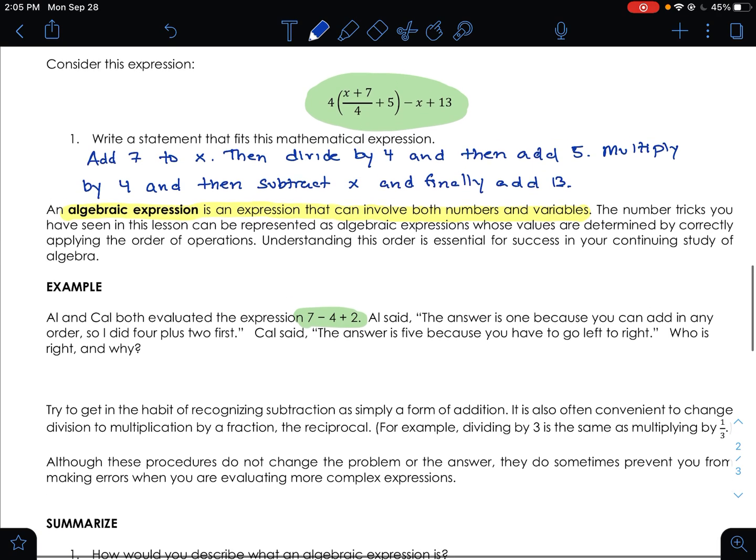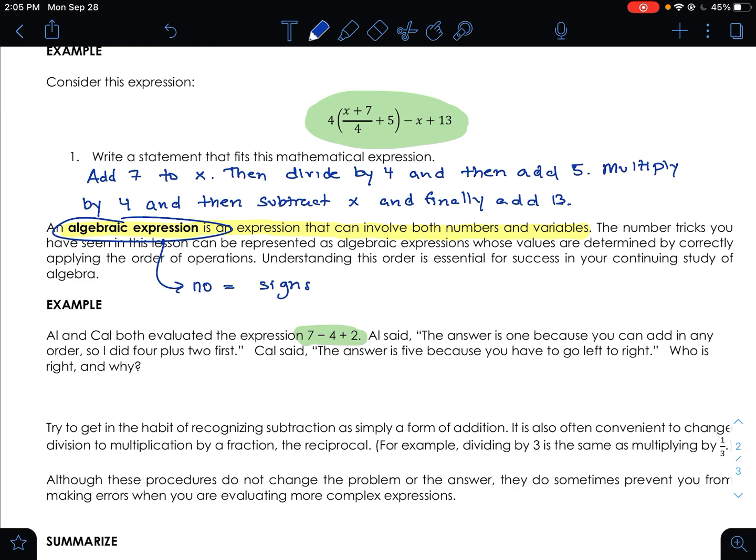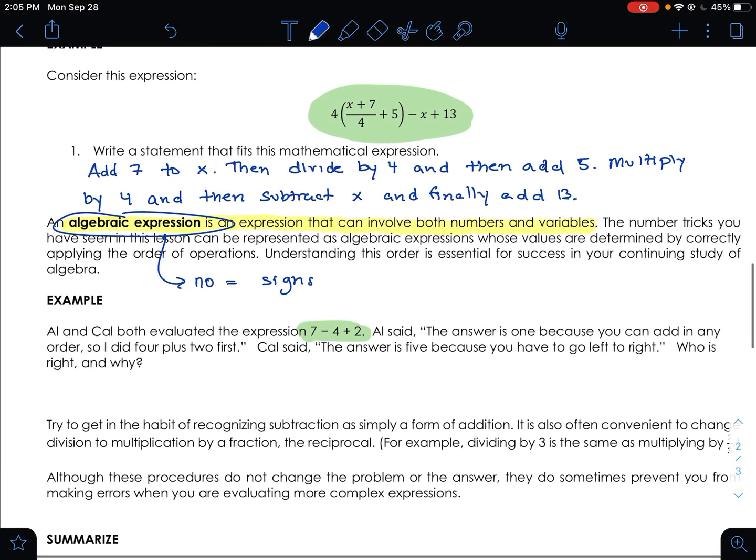So going from here, we've been using the word expression. I want you to understand that an algebraic expression is an expression that can involve both numbers and variables. The important thing to note about an algebraic expression is that there are no equal signs. An algebraic expression is typically where you're simplifying, finding out what number you get after plugging a number in for a variable. That difference, no equal signs, is going to come into play in lesson 2.8 when we start talking about equations.